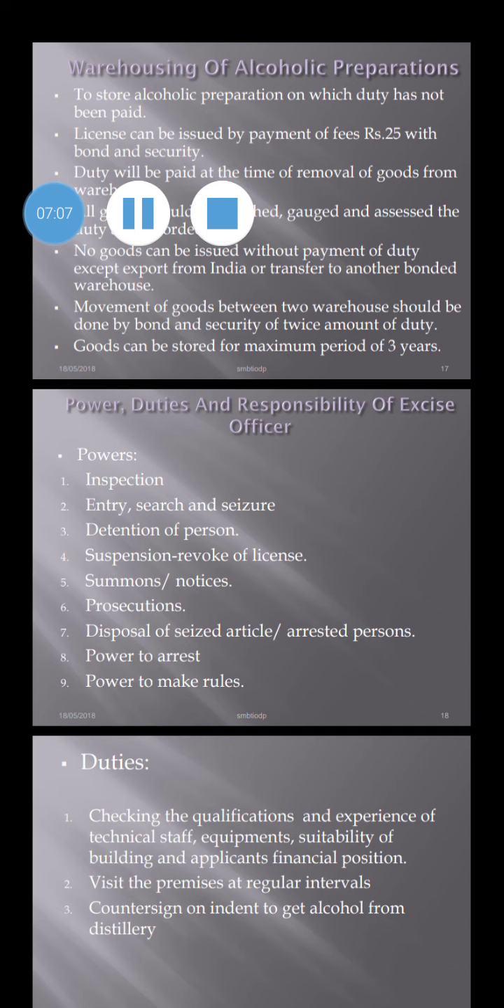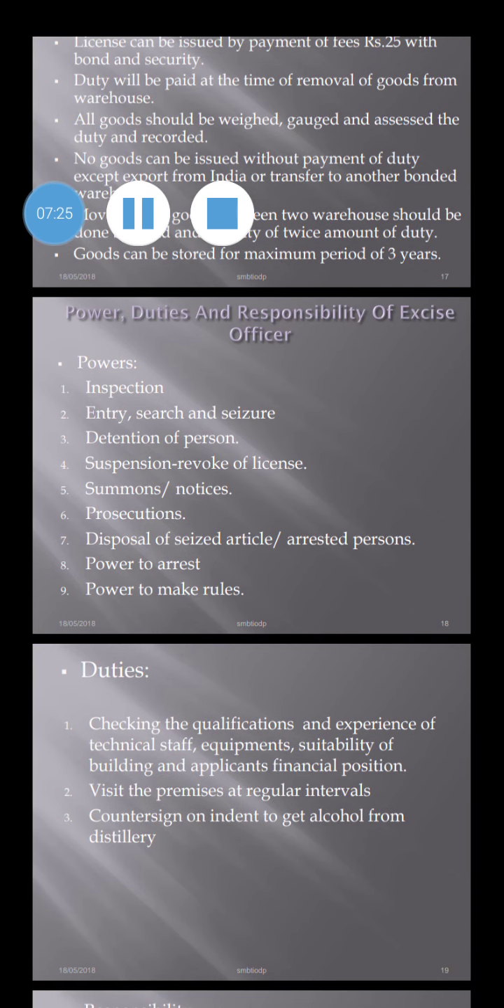Then detention of person, suspension and revoke of license. It is a very important thing, the suspension and revoke of a license. Then summons and notice. Notice or notification will be provided to that person. Then prosecution, disposal of seized articles, arrested person. Then powers to arrest and powers to make rules. These are the powers of the excise officer.